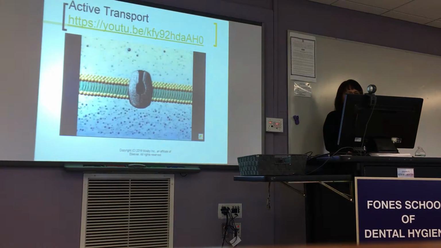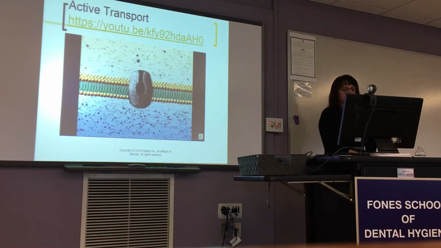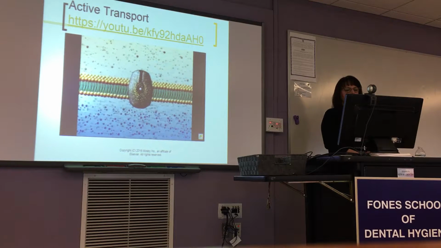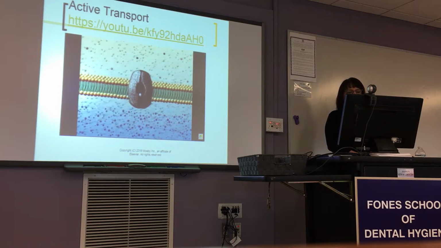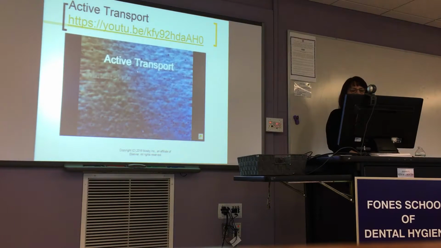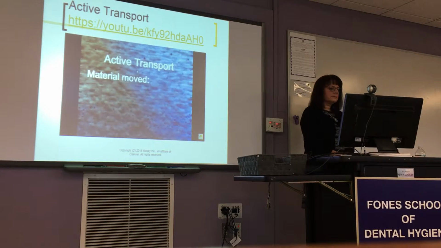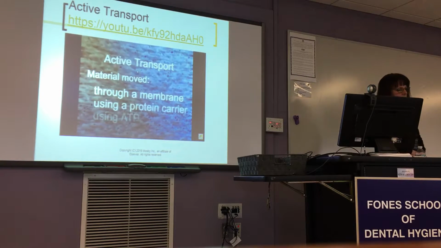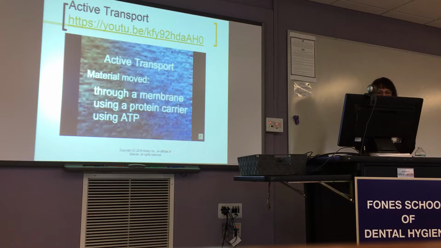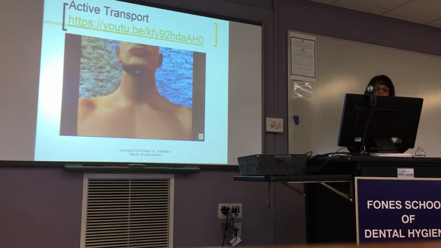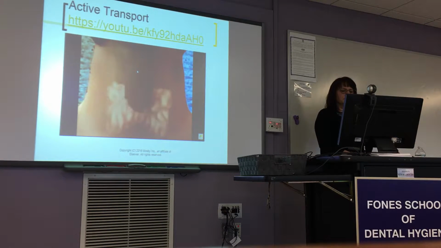However, there are materials that need to be moved against their concentration gradient. This process requires energy, ATP, and protein carriers that are found in the plasma membrane. Active transport is defined as material moved from a low concentration to a high concentration through a membrane using a protein carrier that requires ATP. An example of active transport is the mechanism of uptake of iodine by the thyroid gland.